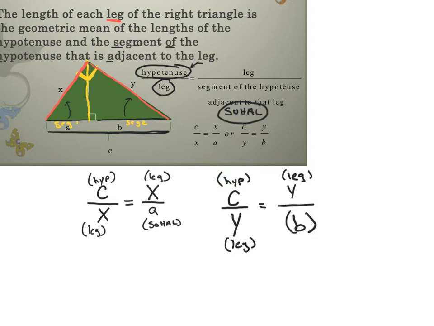A segment of the hypotenuse is just a piece. It's a piece of the hypotenuse that is adjacent, the next door neighbor, to the leg. The only thing that gets tough here is sometimes people forget and try to use both legs. In this case, notice that these were the same, whatever leg you're trying to find.